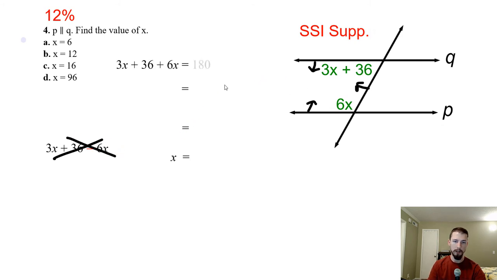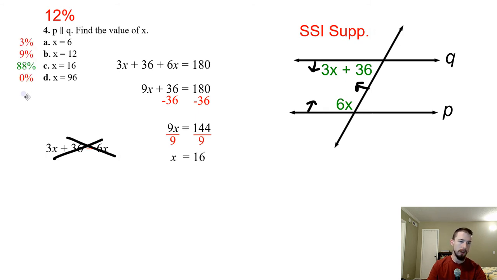So add them together, set equal to 180, combine your like terms. 9x plus 36 is equal to 180. Subtract 36 from both sides, leaving us with 9x is equal to 144. Divide both sides by 9, leaving us our final answer with x is equal to 16. So that was it. Most of you guys got that right.